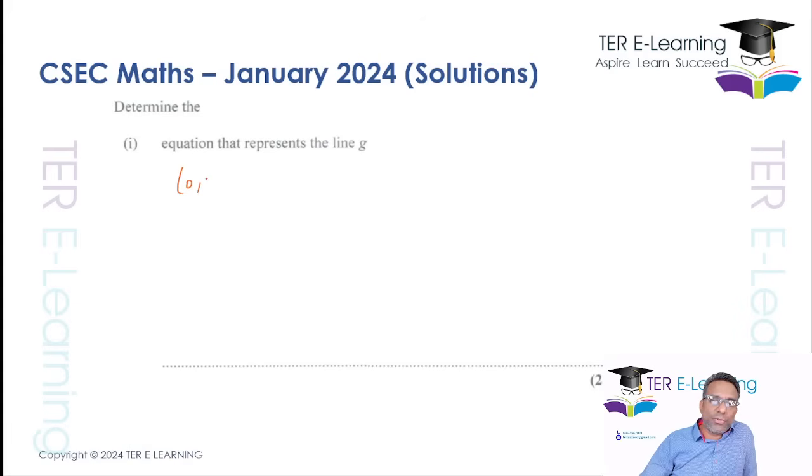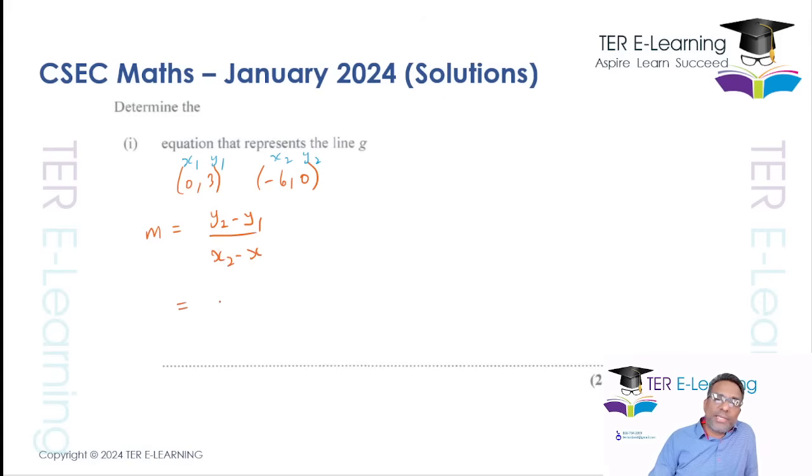So 0, 3, and the next one is minus 6, 0. What I normally tell my students to do is to label the points. So x1, y1, x2, y2, right? So your gradient of any straight line is given by this formula. M is equal to y2 minus y1 all over x2 minus x1, right?